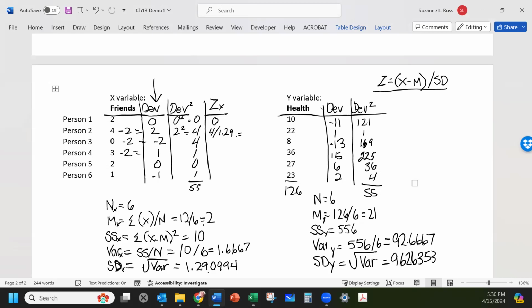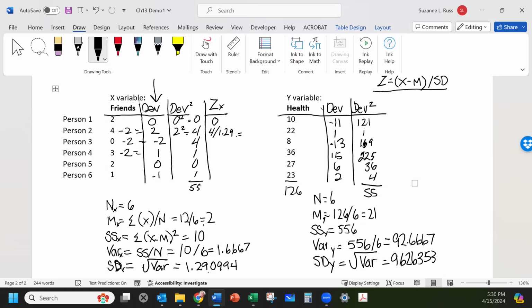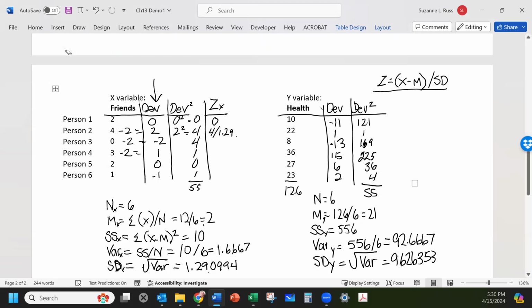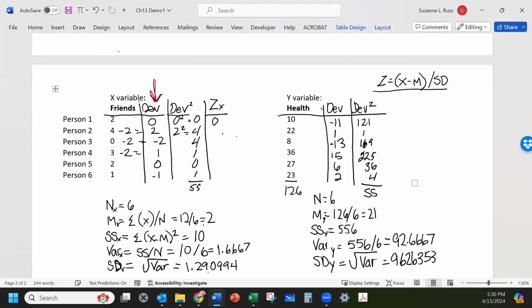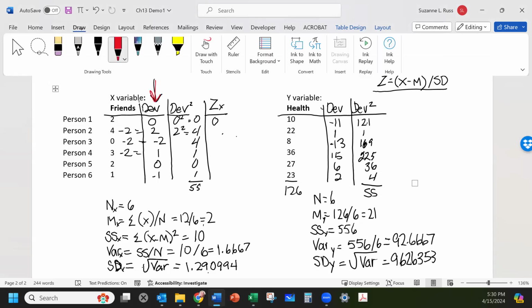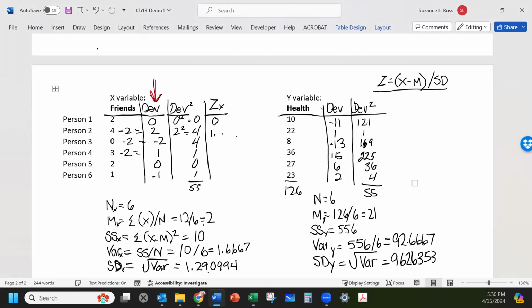I don't have quite enough room to write it, so I'm going to erase that formula and just write the answer. But you can see what I'm doing. I'm just calculating the z-score. Since we've already done the deviation, it's pretty straightforward here. We're just dividing the number in this column, let me mark it in red, the number in this column divided by the standard deviation. So I have the answers here already.